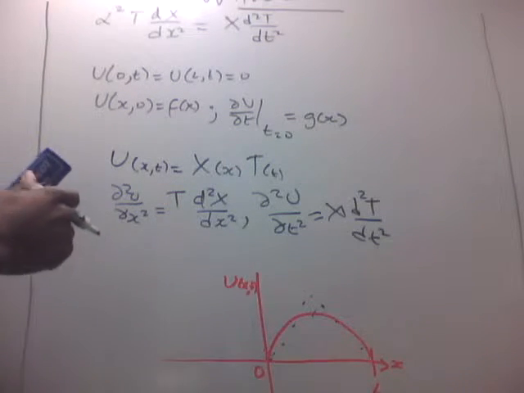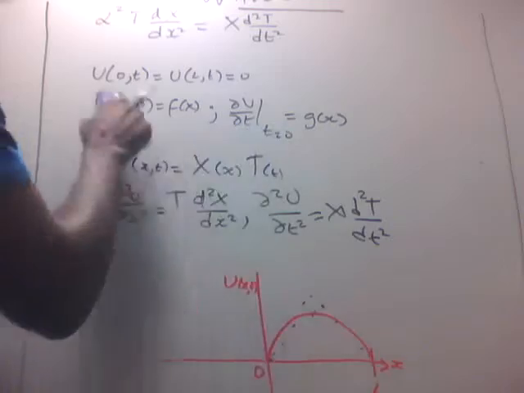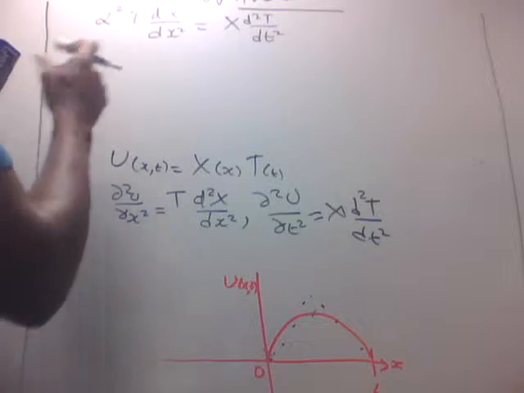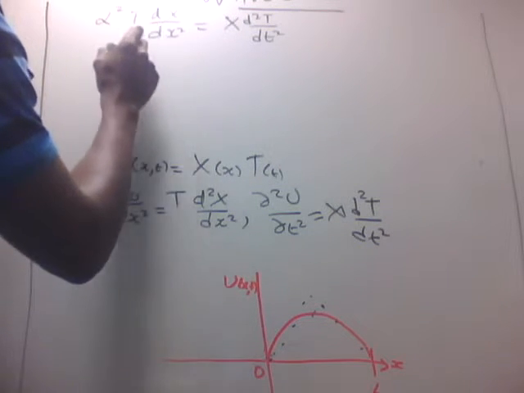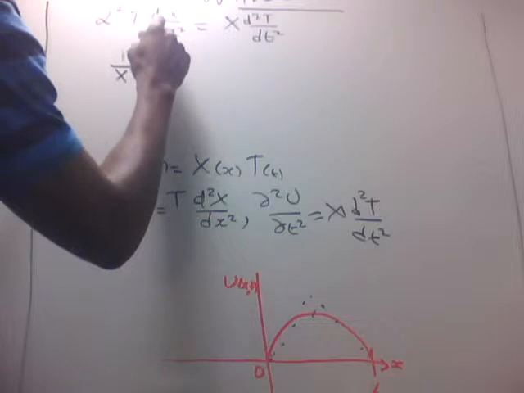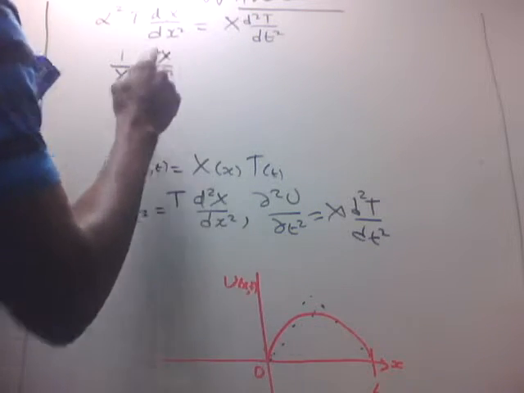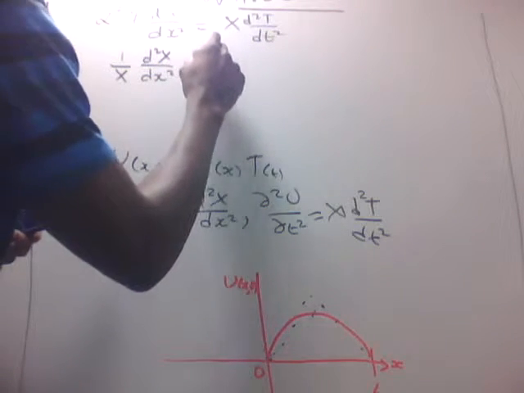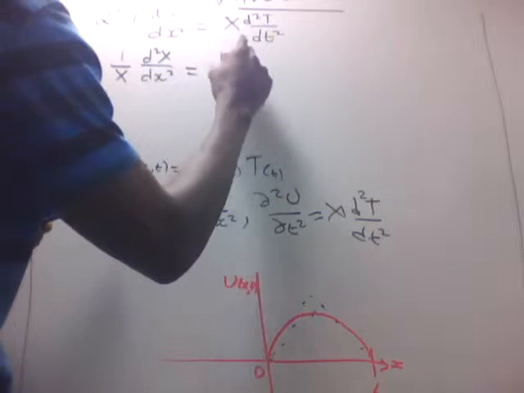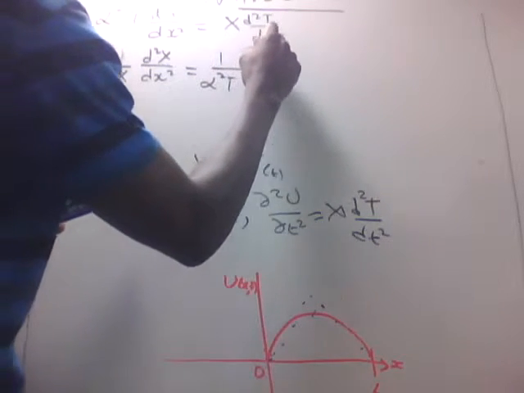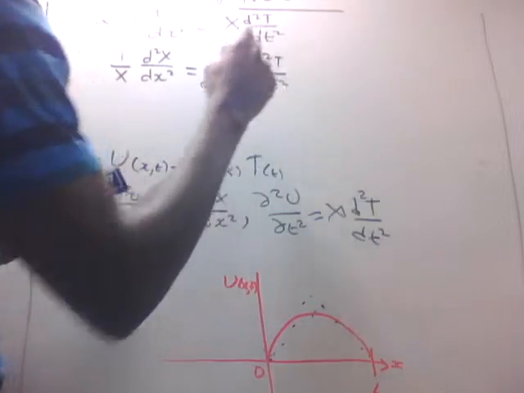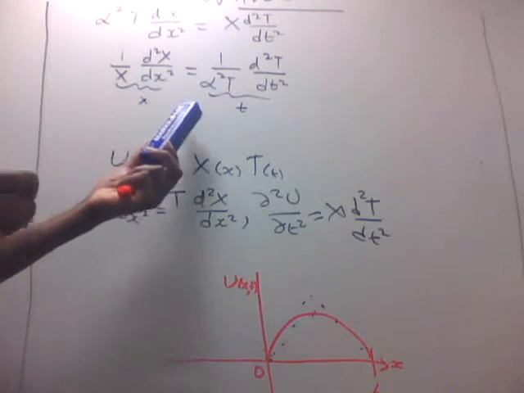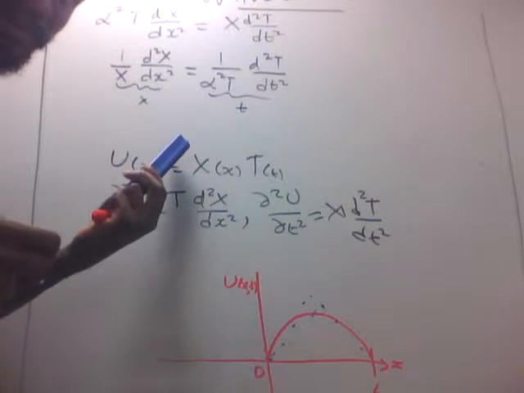Then, you guys remember these boundary conditions, I'll come back to it. I'll group the terms, and that gives me 1 over X d squared X dx squared. I mentioned the other day that I would rather put the alpha squared on this side. I have 1 over alpha squared T d squared T dt squared. And because this is a function of x and this is a function of t, the only way they can be equal is if I set them equal to a constant.